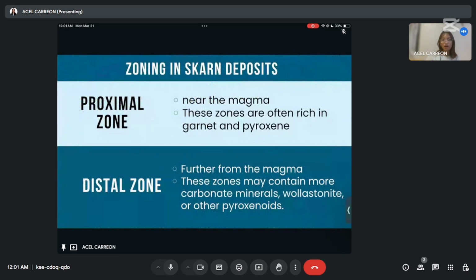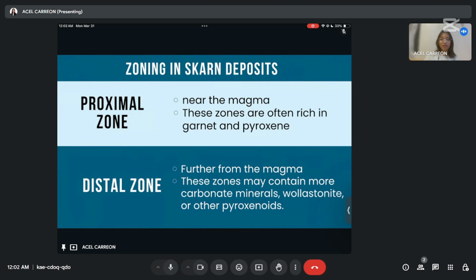For the zoning of skarn deposits, it is where the mineral composition of the skarn zone changes as you move far away from the contact between the magma and the host rock. And the zoning of skarn deposits are characterized by two types. We have the proximal zone and the distal zone. The proximal zone, meaning near the magma, where these zones are often rich in garnet and pyroxene, and distal zone is those that are further from the magma. These distal zones may contain more carbonate minerals like wollastonite or other pyroxenoids.